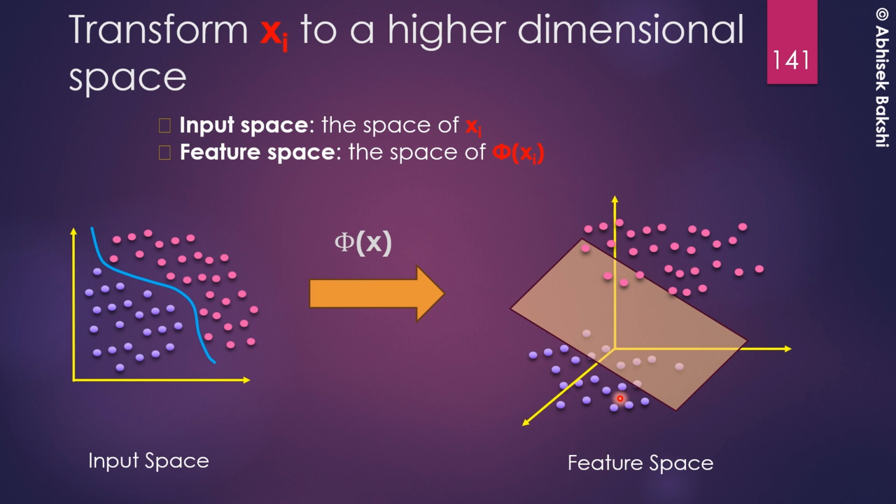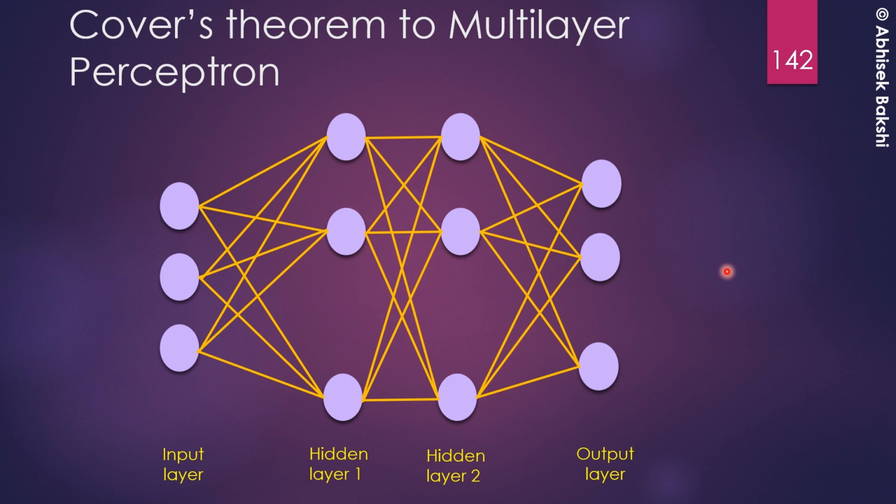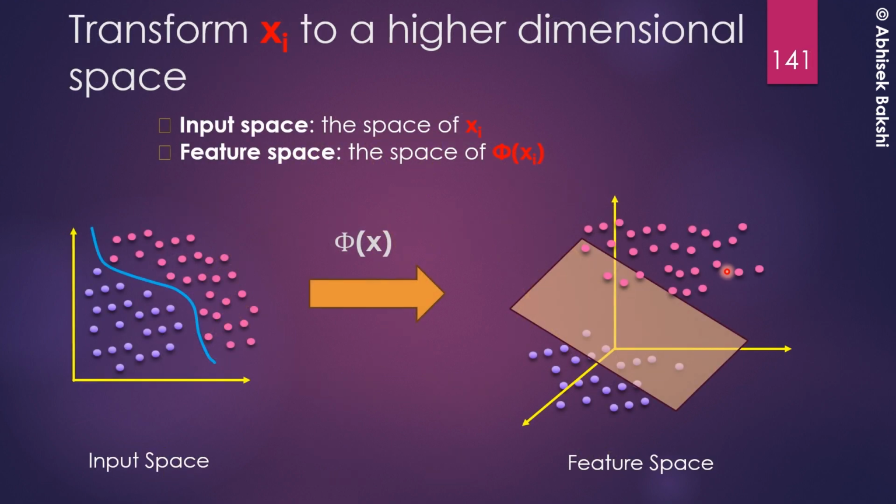And you see that this particular dimension is called the feature space. So we have an input space of 2 and a feature space of 3. Why am I saying feature space? Because in this space the data sets are linearly separable. So this is all about Cover's theorem.